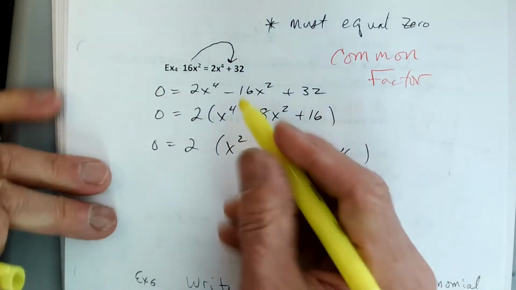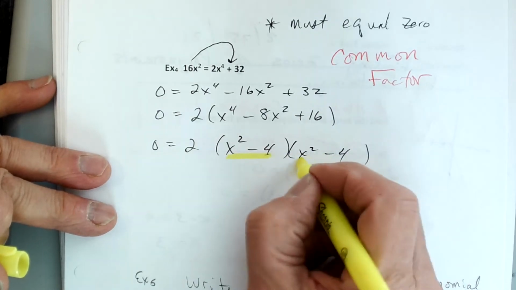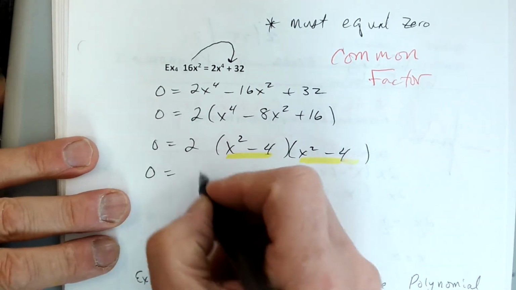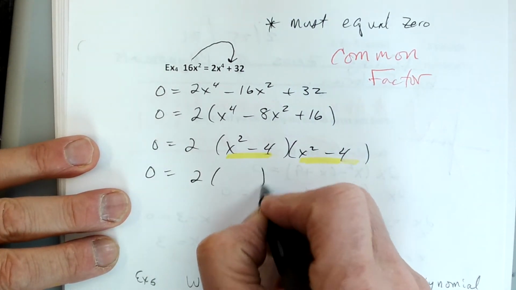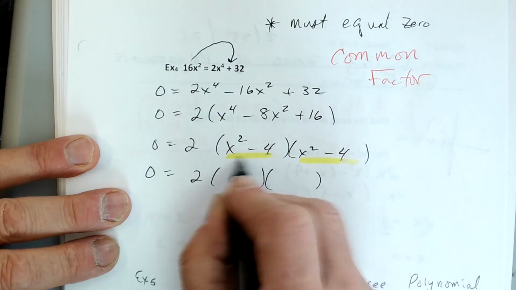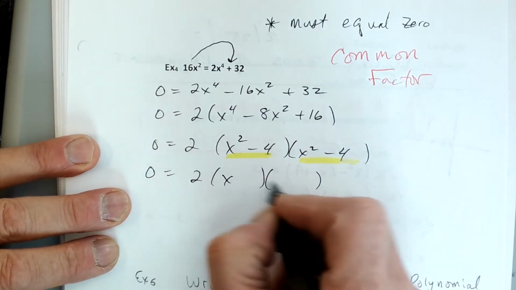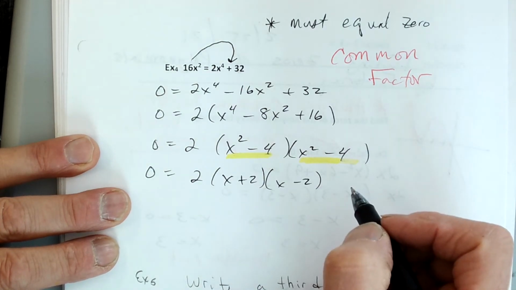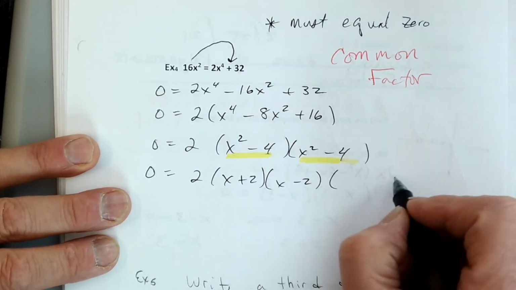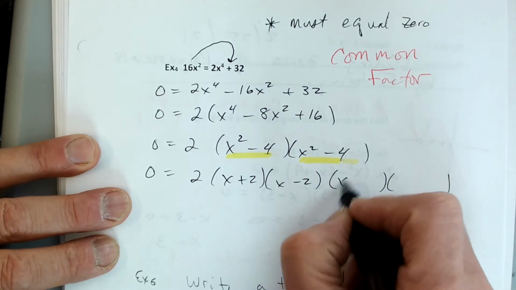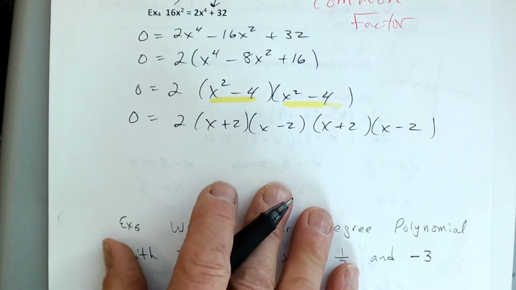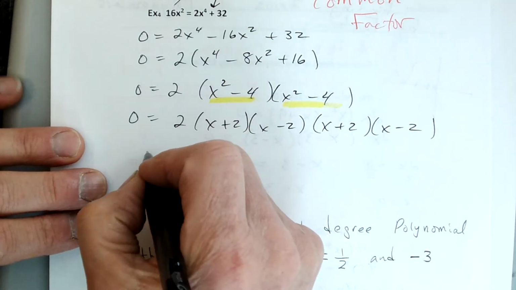These will factor again. Both of them. Both will factor because they're the same. I can make that x plus 2, x minus 2, right? So I'm going to factor this into x plus 2, x minus 2, and this also into x plus 2, x minus 2. And then I've got my answers. I've got many equations.